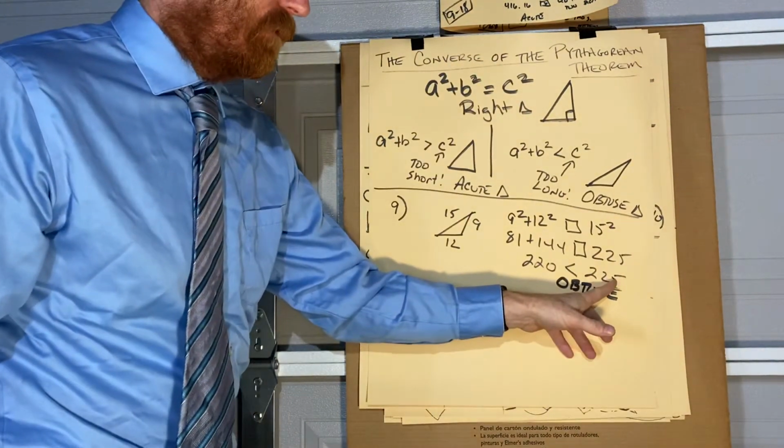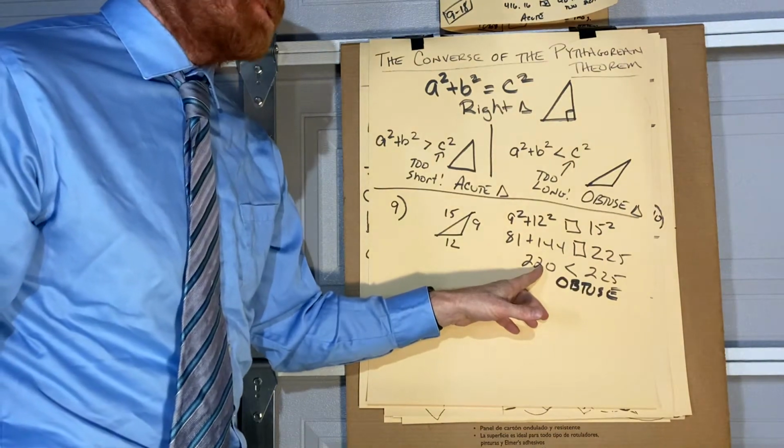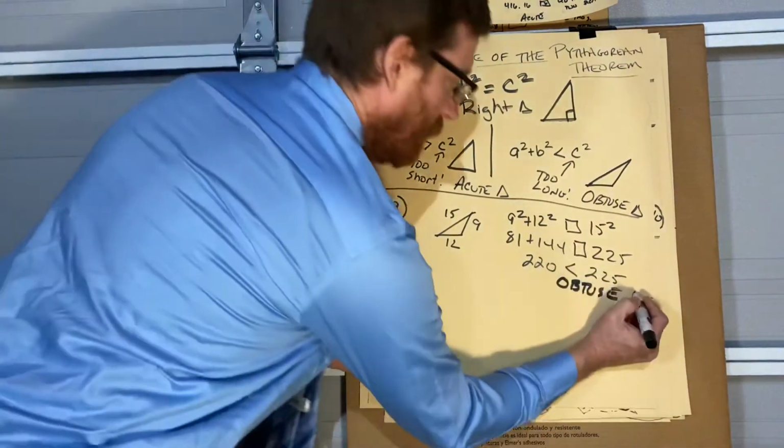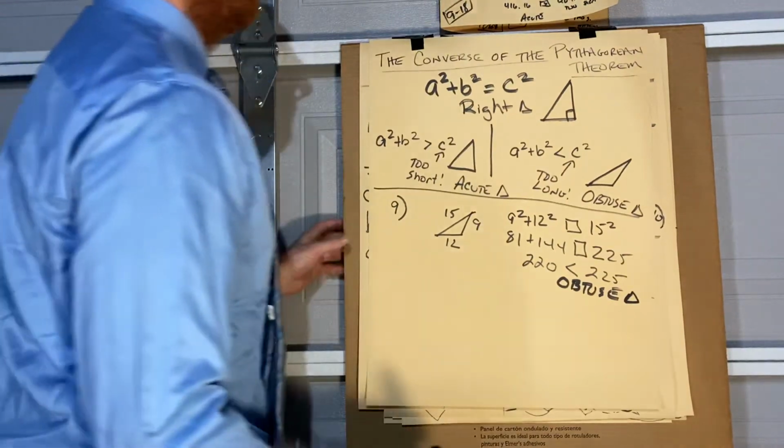In this case, the 225 is bigger than 220, which it should be for a right triangle. So that makes the triangle an obtuse triangle. Boom, simple as that.